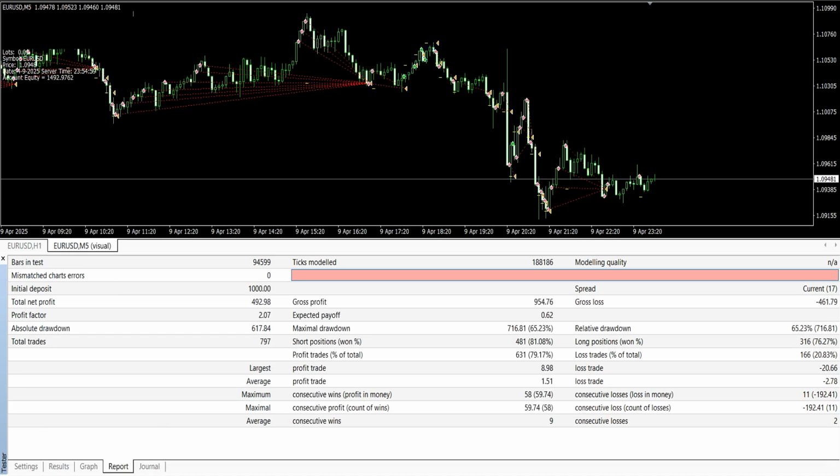So, what do I think? This EA is powerful. It's consistent, it scalps well, and it's easy to use. But remember, the high drawdown means you should be careful with your lot sizes and risk settings. Don't just run it blindly on a live account. Like with any tool, it works best when you test, optimize, and monitor it regularly.